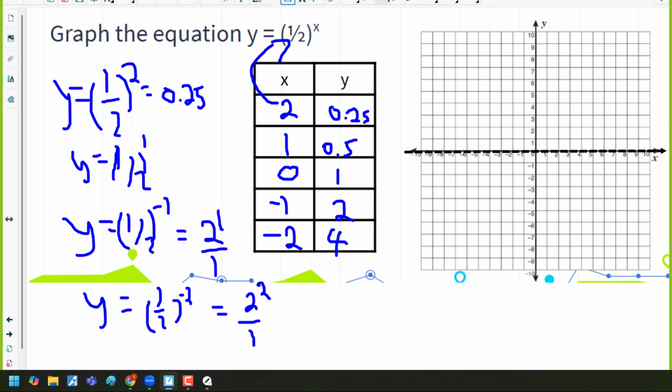Once you have your values, you go to your graph, you draw a nice little dashed line here at the x-axis, and you plot the points. So 2 and 0.25 is very close to 0. 1 and 0.5 is here. 0 and 1 is here. -1 and 2 is here, and then -2 and 4 is here. And we know it's kind of going like this. If you need more points, you can draw more points. We know it's going something like that and like that. That's how you graph an exponential function.